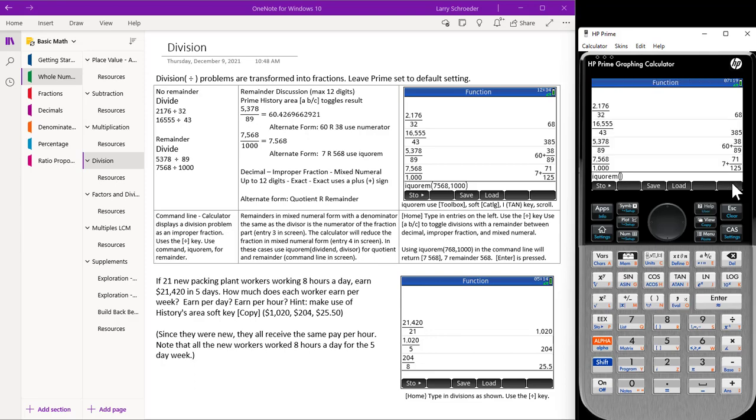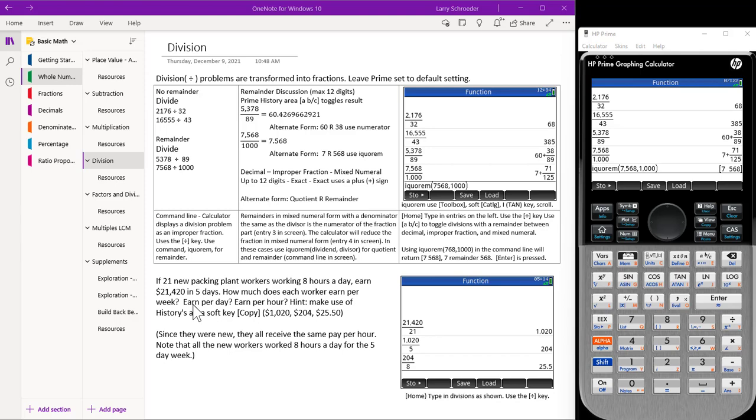So in this particular case, we want to put 7,568, put in a comma, put in 1,000, press enter. So the answer is going to be 7 with the remainder of 568, which is how we wrote it over here. Now let's work a problem out using division.